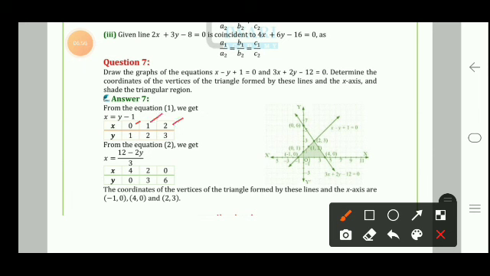From equation 2, we get x is equal to 12 minus 2y whole upon 3. So x is equal to 4, y is equal to 0. If x is equal to 2, y is equal to 3. If x is equal to 0, y is equal to 6. Now we'll draw the graph. So such a graph we are getting.